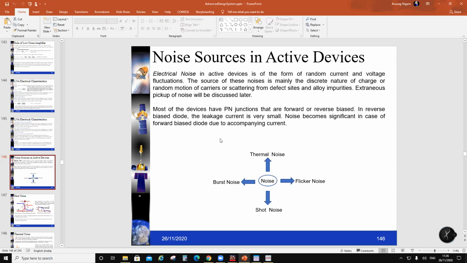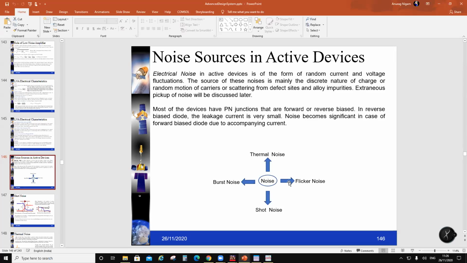So NMOS is noisier compared to a PMOS because of mobility reasons. Okay, so PMOSs are going to be noisier than NMOSs, right? If you increase the area of the gate, then these variations are going to average out. So if you take a large device, your flicker noise is going to go down. Flicker noise is because of the defect sites.